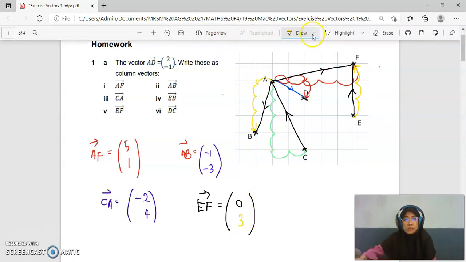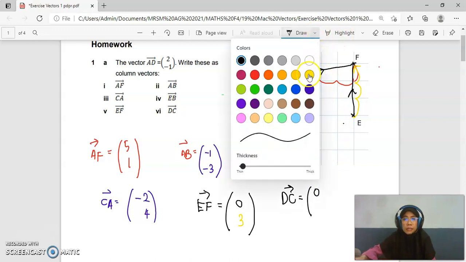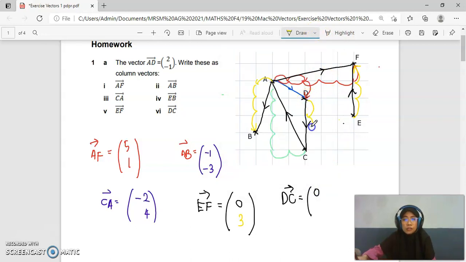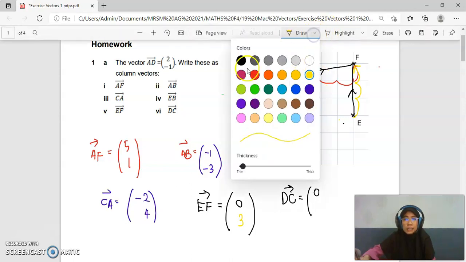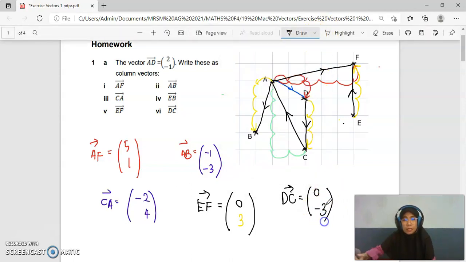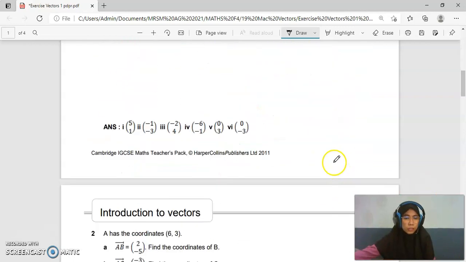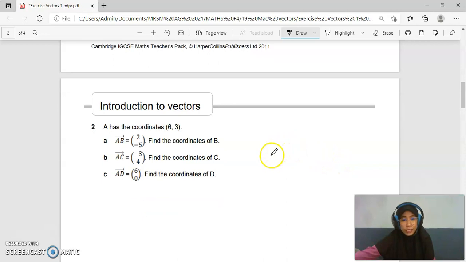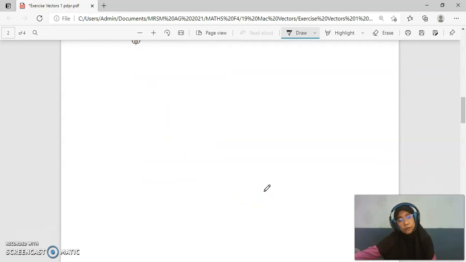Okay, so same goes to DC. The line DC starts with D and ends at C. Since there is no movement in X direction, it will be 0, and the movement in Y direction is 3 downward, so it will be negative 3. Okay, so we proceed with question number 2. Since question number 2 I already discussed in the lecture on position vector, you can refer to that video. So I will continue with question number 3.